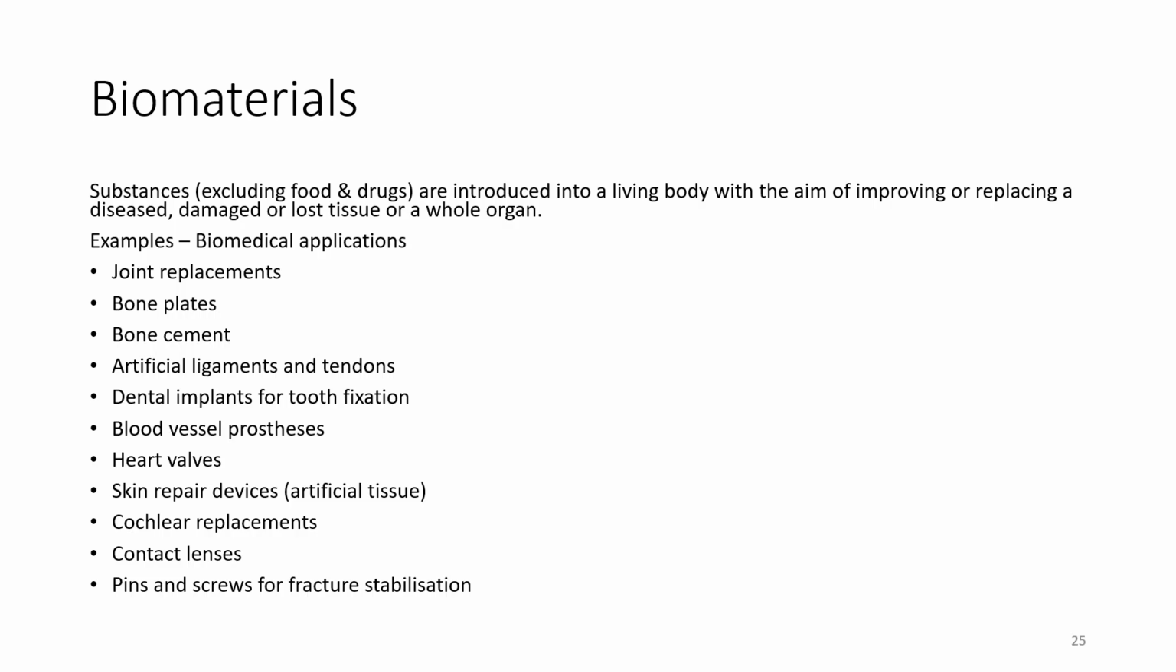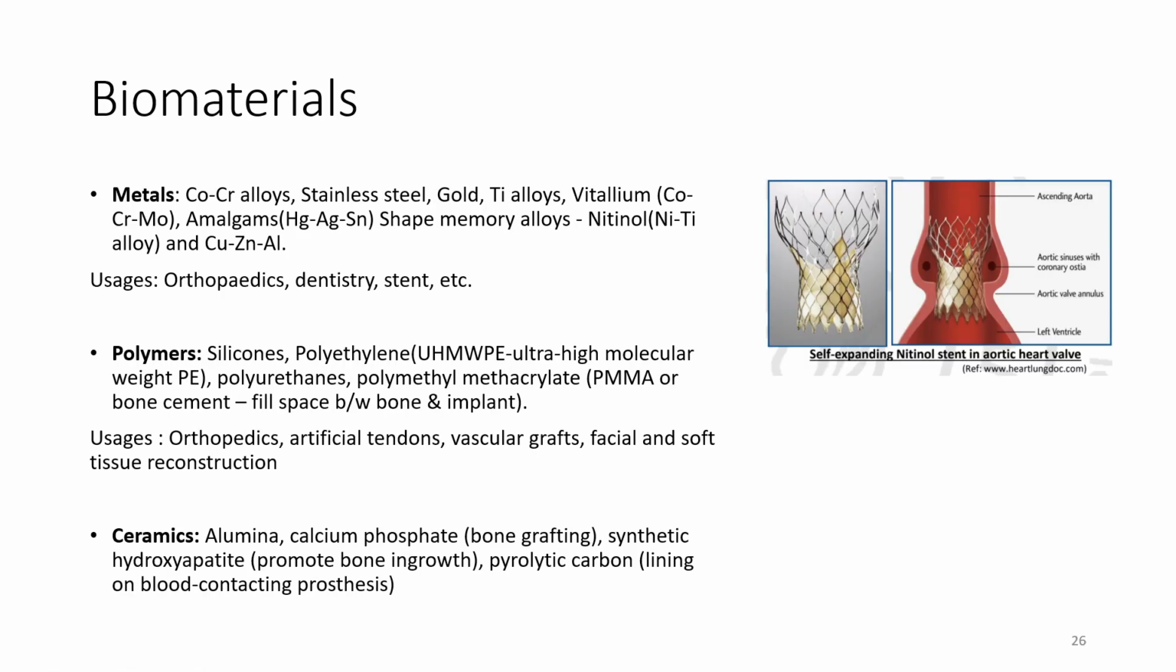Next we have biomaterials. These are substances excluding food and drugs which are introduced into the living body with the aim of improving or replacing a diseased or damaged or lost tissue or a whole organ. These are the materials that are used as biomaterials. In case of metals, you have cobalt chromium alloys, stainless steel, gold, titanium alloys, amalgams, shape memory alloys, copper, zinc, aluminum, etc.